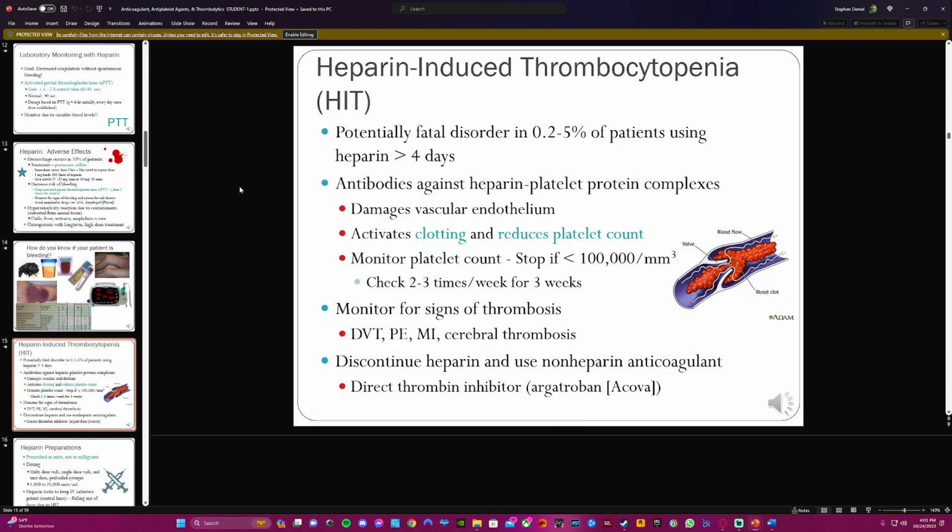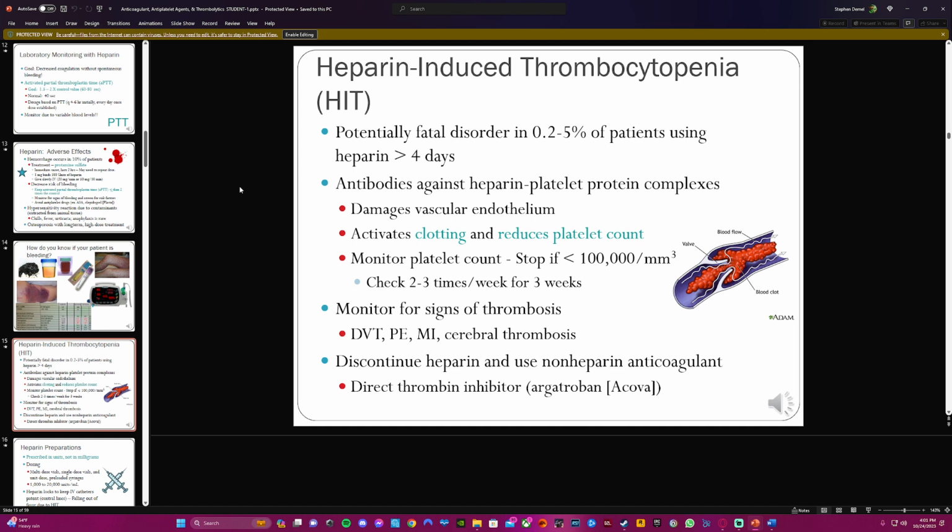Heparin-induced thrombocytopenia, or HIT, is a potentially fatal disorder in 0.2 to 5% of patients using heparin, typically after 4 days. Antibodies form against heparin and platelet protein complexes. They damage the vascular endothelium, activate clotting, and reduce platelet count. So you want to monitor platelet count and stop if less than 100,000. Check 2 to 3 times a week for 3 weeks.